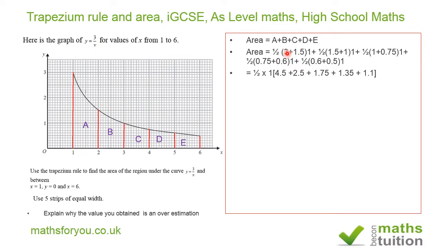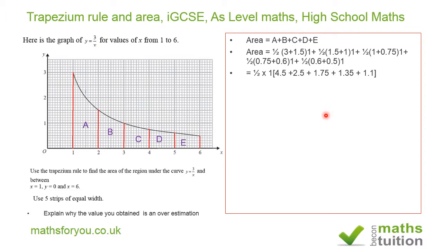In this case, for A, when x is 1, y is 3, and when x is 2, y is 1.5. So the area of strip A is going to be a half times 4.5 times 1 being the width. Now, if you have a look through all these, each of these have got a half and 1 in common. So we end up with a half times 1 multiplied by brackets open 4.5, which is for A, 2.5, that's for B, 1.75 for C, 1.35 for D, and 1.1 for E.